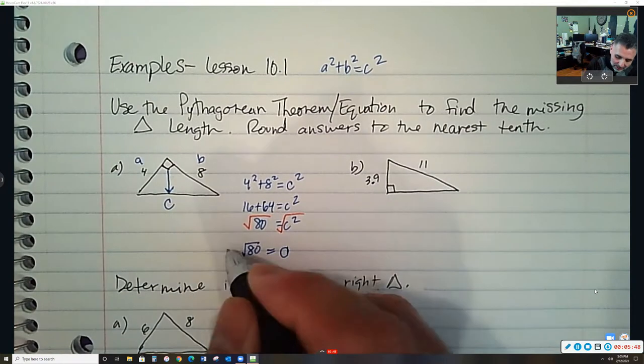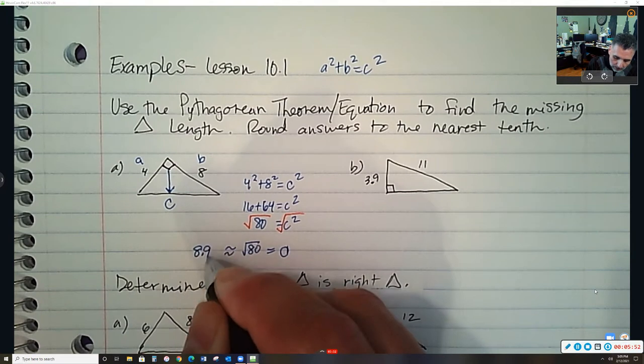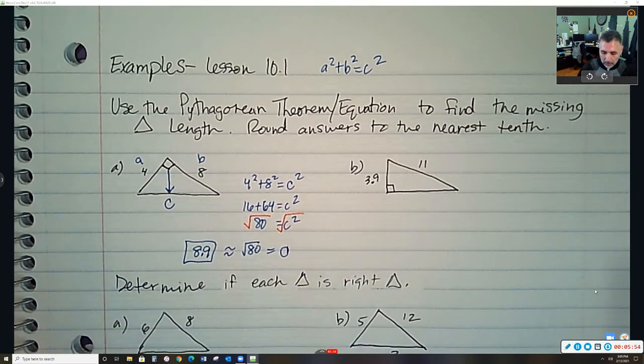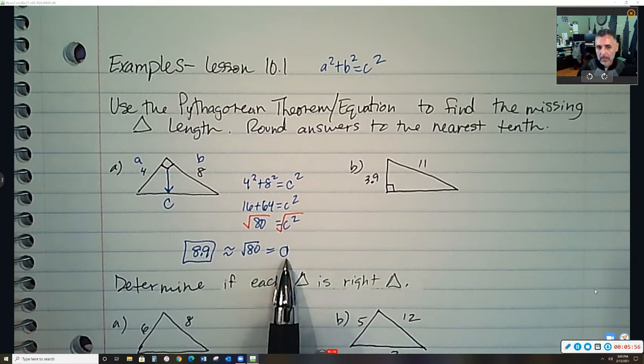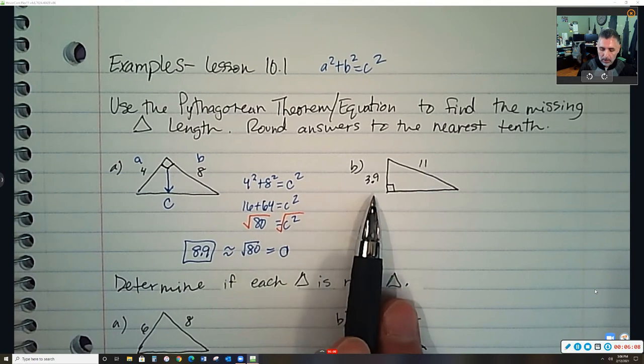So your answer is 8.9. That's the value of C, approximately 8.9. And whenever you approximate it, it's always like this. This is the exact answer. This is an approximation. So let me go to B now. Example B.